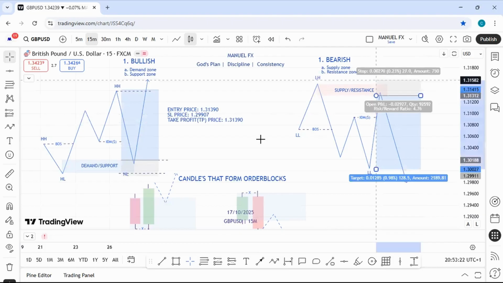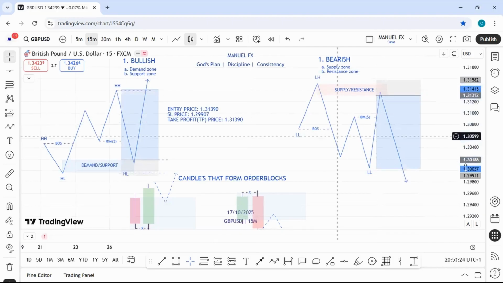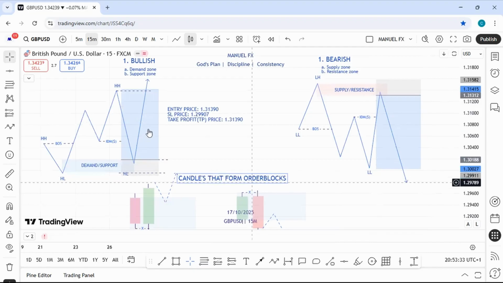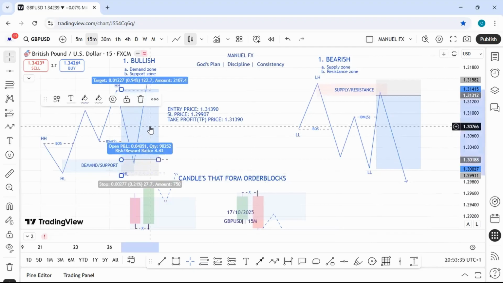That is how you know your TP value, your entry value, and then your SL value. I don't know if you get it. So that is how you know those things.